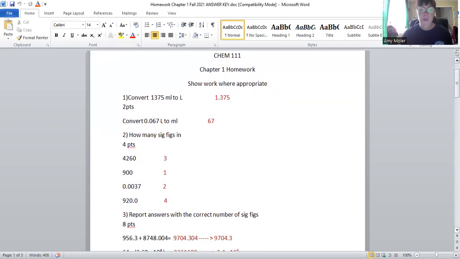Then we have some sig figs, some of which have decimal places and some which don't. 4,260. So there is no decimal place shown. We are to presume then that the 0 at the end of the number is not significant. So only 3 sig figs. 900. Again, no decimal point present. Only the 9 is significant. So 1 sig fig.